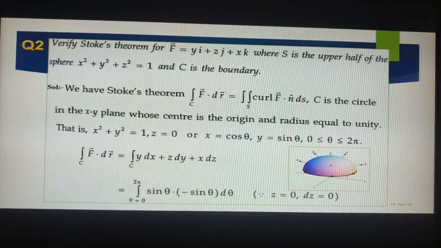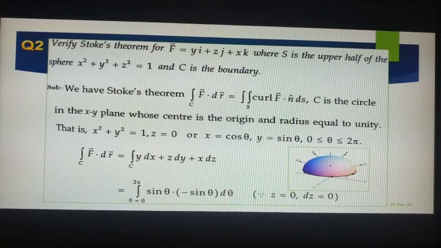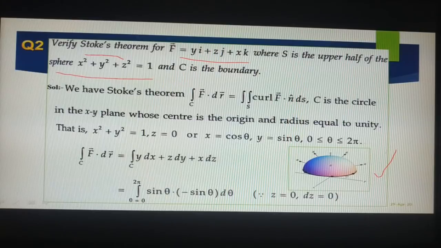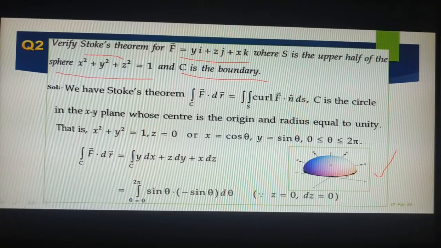Let's see another problem here. We have to verify Stokes theorem, and of course we have a vector field yi plus zj plus xk, where S is the upper half of the sphere. We provided the sphere, you can see in the diagram, and C is the boundary. Here at the bottom we notated with a black line, that is C which is at the bottom.